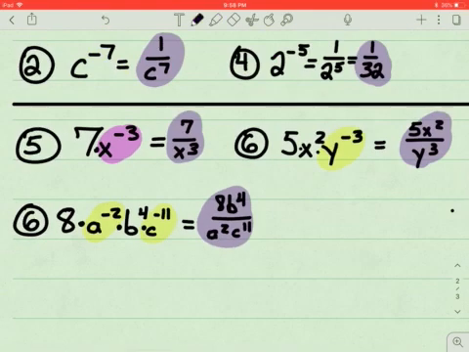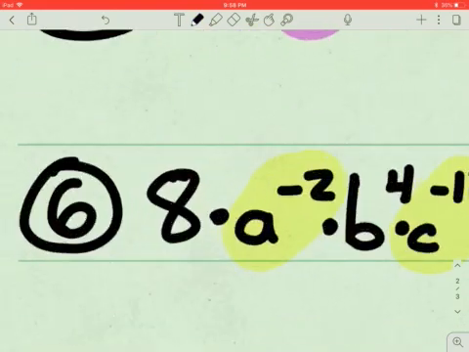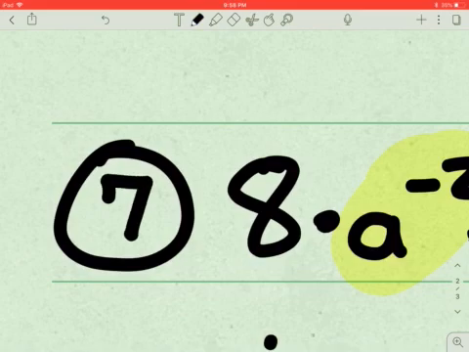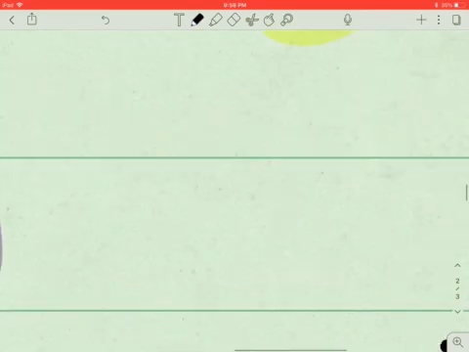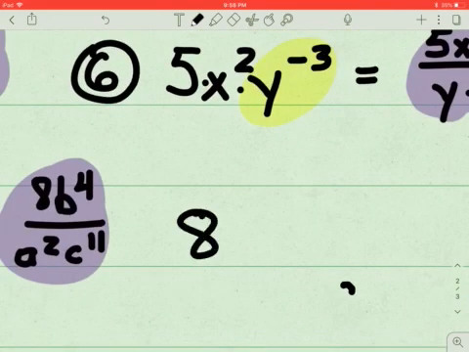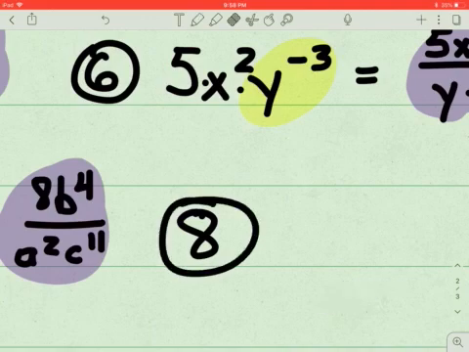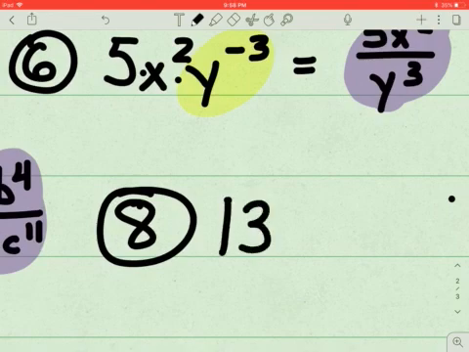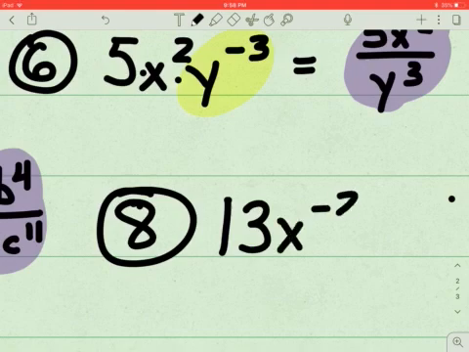And let's try one more like that, and we'll call it quits. Oh, I've already done number 6. This is number 7. Let's do a number 8. I'm moving marks everywhere. Okay. And for number 8, we'll do one that looks like that. Let's do 13 x to the negative 2nd, y to the negative 7th.